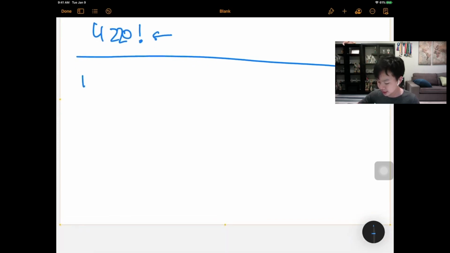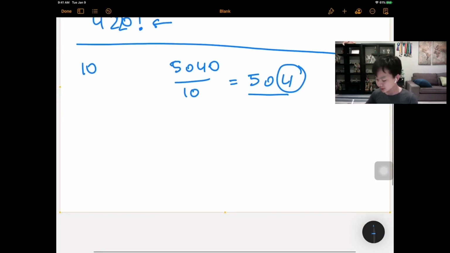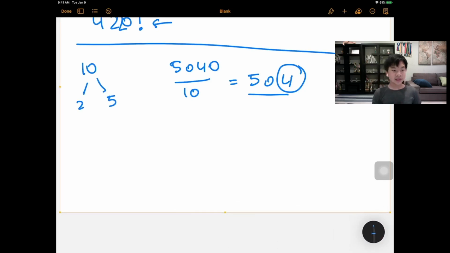So let's just say we have 5040. What we want to do is divide this by 10 as long as it is divisible by 10. So we would divide this by 10, resulting in 504. And since 504 is not divisible by 10, our answer would be the rightmost digit, which would be 4. And now let's notice that 10 is basically equal to 2 times 5. So we can actually break this up into 2's and 5's.